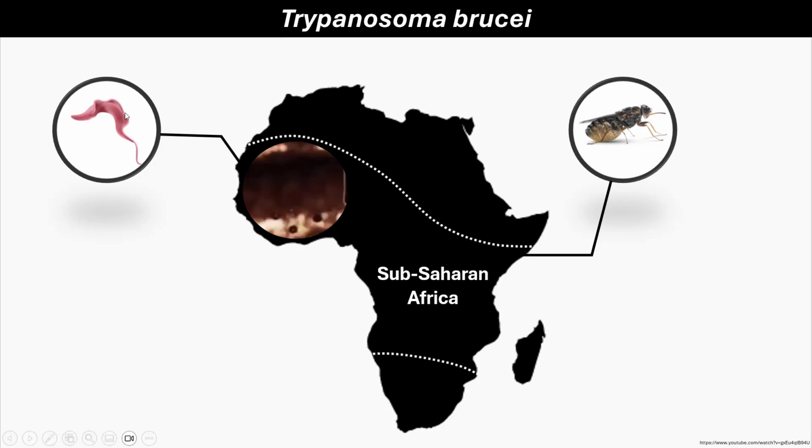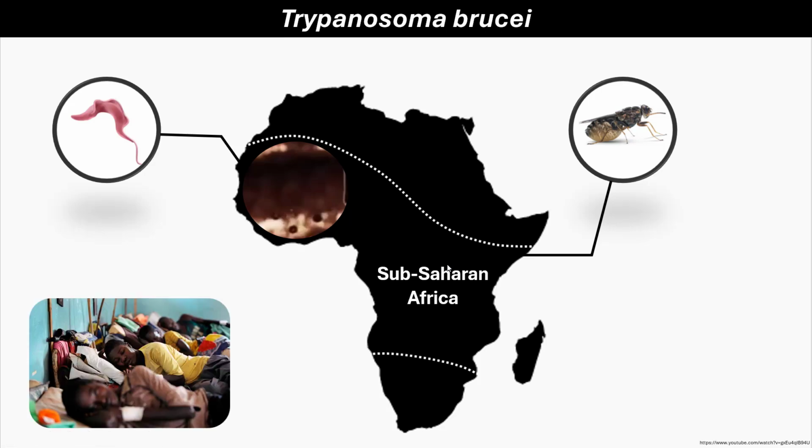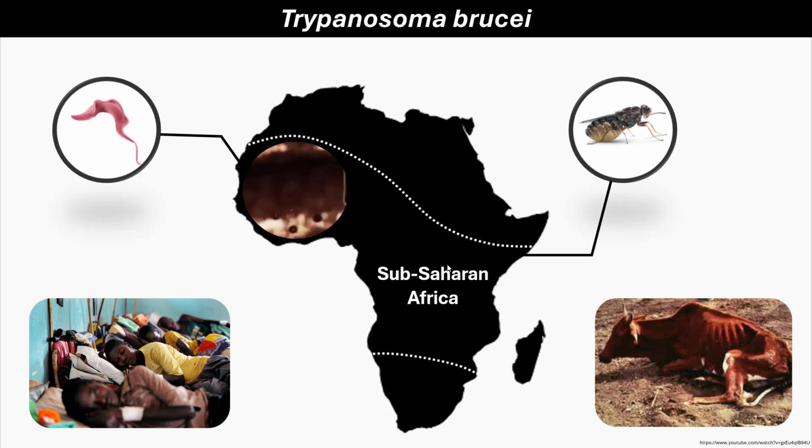This is the parasite that I was working on. This parasite is called Trypanosoma brucei. Just like a malaria parasite, it is transmitted by the bite of an insect. It is more prevalent in sub-Saharan Africa. In human beings, it causes sleeping sickness, and in animals, it causes this wasting disease in which the muscles get wasted.